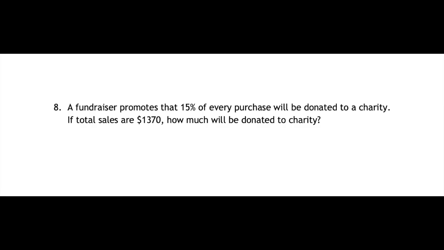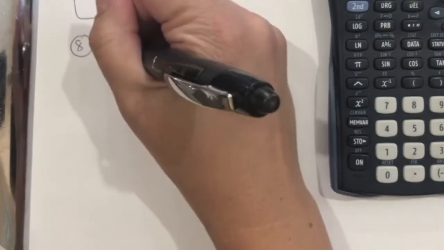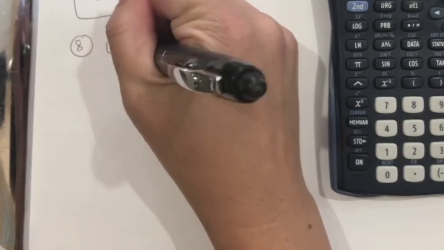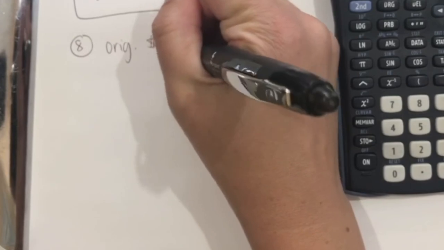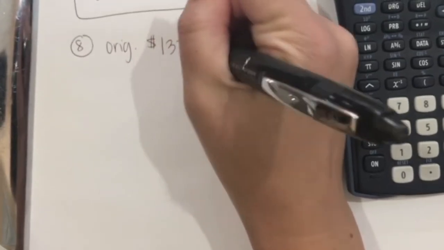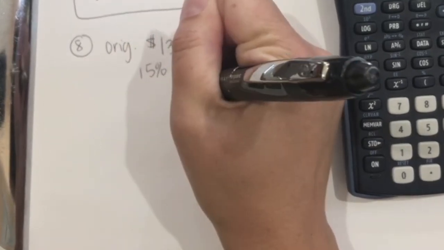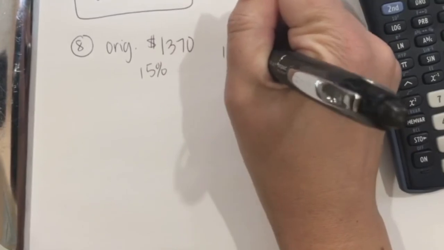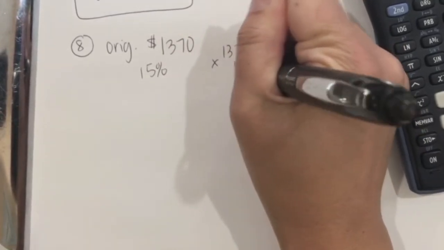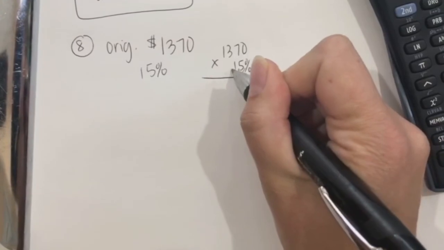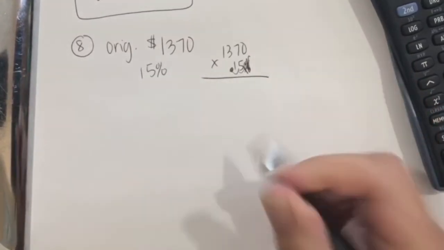Number 8. A fundraiser promotes that 15% of every purchase will be donated to a charity. If total sales are $1,370, how much will be donated to charity? So the original amount of whatever we're looking at is 1,370, and we are looking for 15% of that. Okay, so 1,370 times 15%. We move the decimal place twice, get rid of the percent.